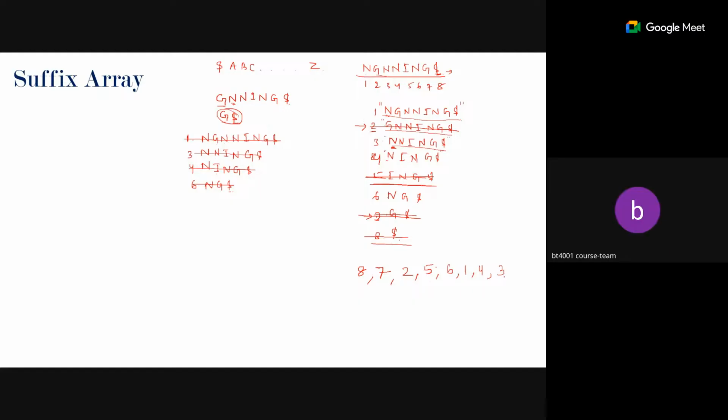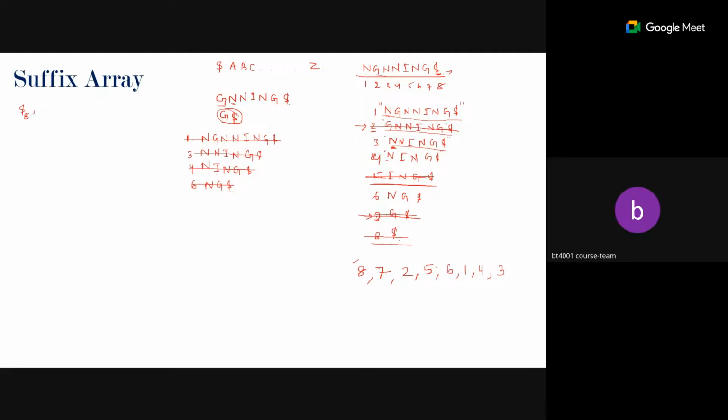So this is a way to construct the suffix arrays. Now another method is that you can sort these letters. For every letter you have 1, 2, 3, 4, 5, 6, 7, and 8. If you sort these letters, which character will come first? Dollar, at the position 8. So we'll write dollar first.